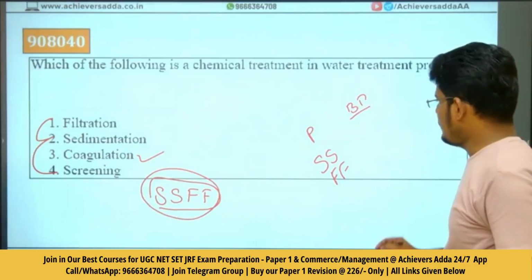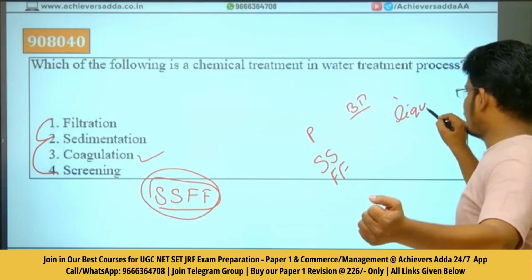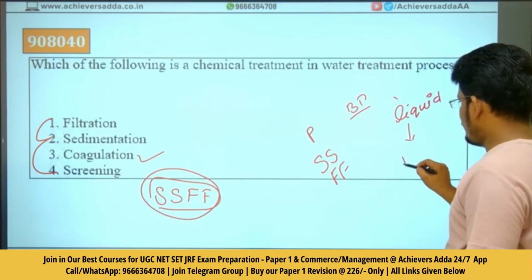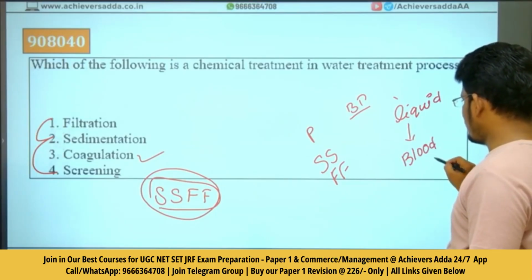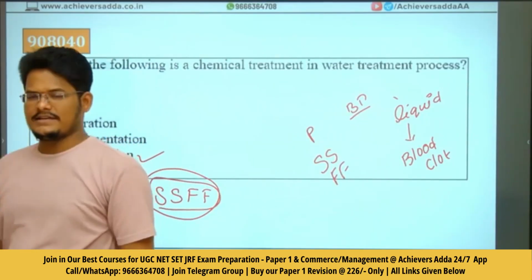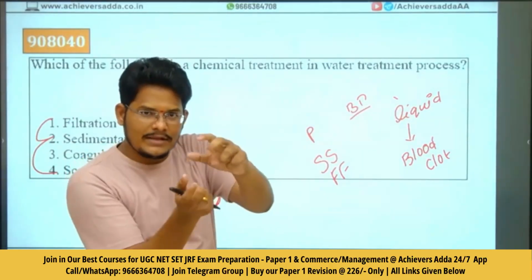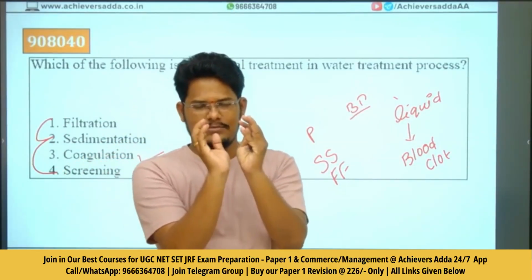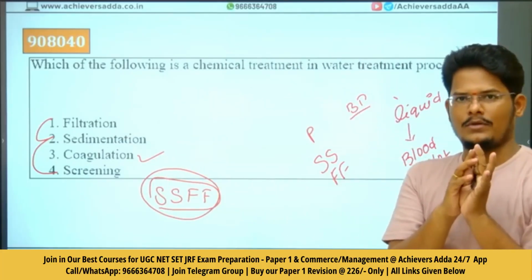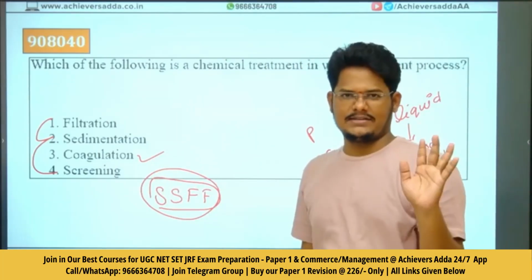I'll give another example. Blood inside the body is very liquid in nature. When a blood clot happens, what will be the nature of blood? The liquid blood converts into a gel type, a clot. It gathers together at one place, right? So coagulation is also the same kind of process.